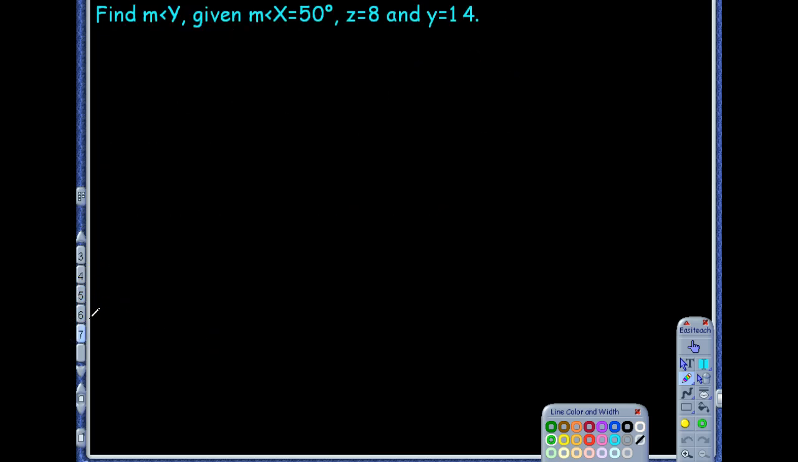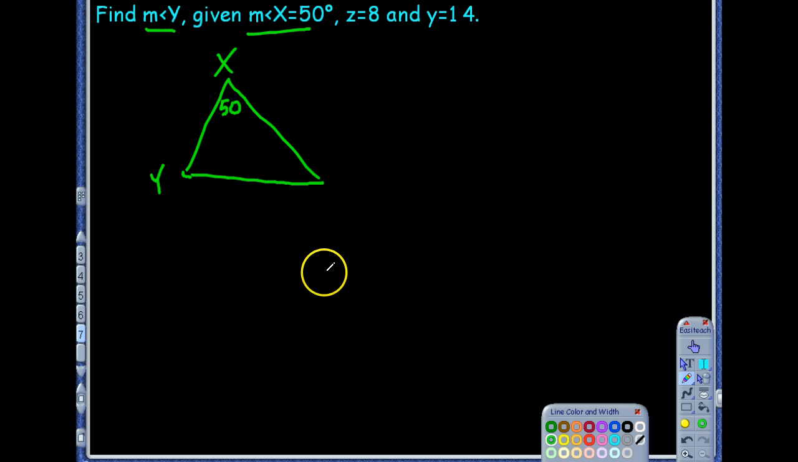Now, this one is another one. There's no picture, so let's draw a picture to get a visual. And again, it's just a sketch. We don't know what kind of triangle it is. All right, so I'm going to draw a sketch here. And I do notice they said find angle Y. So I know one of them has to be angle Y. Given angle X, so let's say this is angle X. I'm going to call this 50.